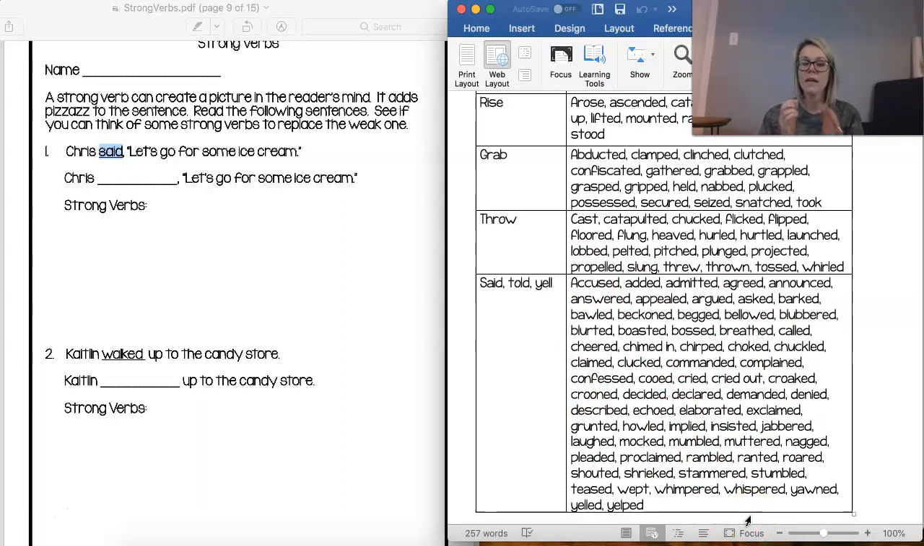Are you wanting the reader to feel like you're excited and like really want that ice cream? Or are you disgusted by ice cream? And although I don't know why he would say, let's go get some ice cream if he was disgusted, but what kind of verb would you put in place of said? So pause it if you need to. Take a second to look through that list. Which one would you choose?